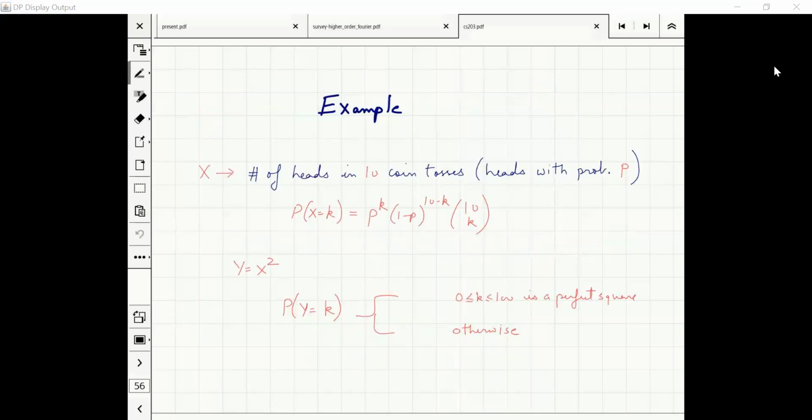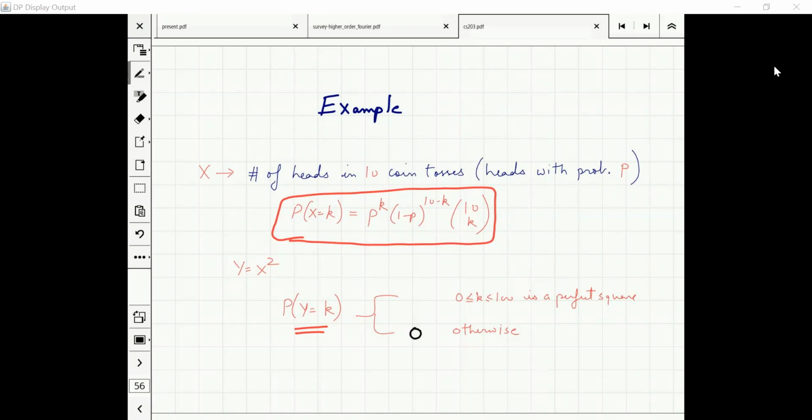Let's say our old friend X is the number of heads in 10 coin tosses. This was the probability distribution function which we got. Now, if Y is equal to X squared, what is the probability that Y is equal to k? Right? So first, there are two cases. What are the possible values of k for Y? Any square number from 0 to 100. Otherwise, the probability is 0.